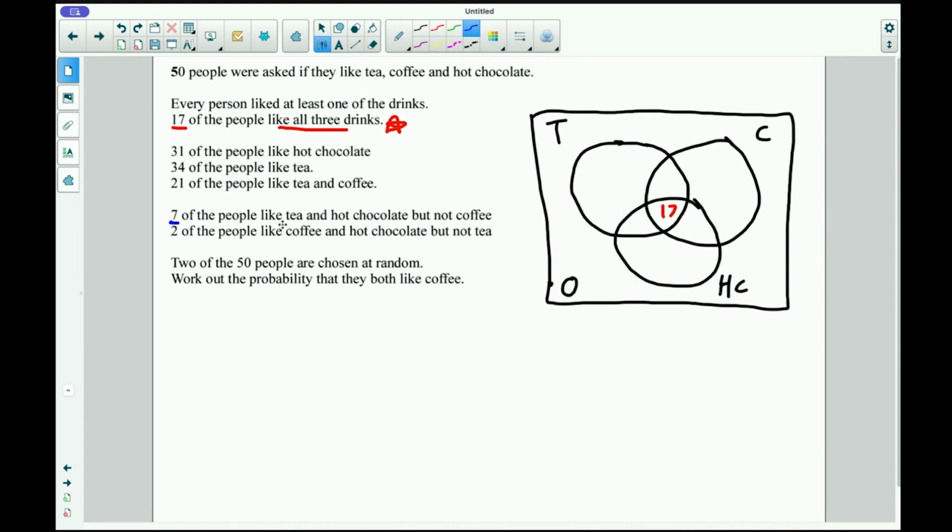So 7 people like tea and hot chocolate, but not coffee. So tea and hot chocolate, but they don't like coffee. Okay. So 7 people are going to be in this little section because they can't be in here. They're not part of the 17 because they do not like coffee. And then we can see here that 2 of them like coffee and hot chocolate, but not tea. So they're not included in the 17 here. So we get 7 and then 2.